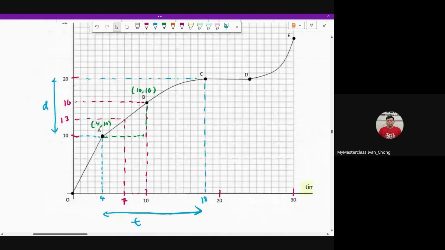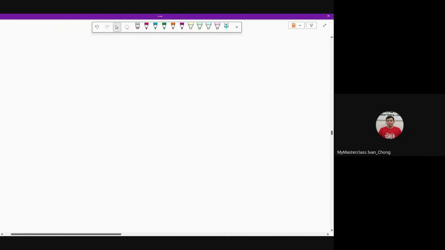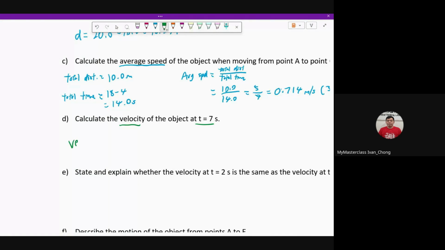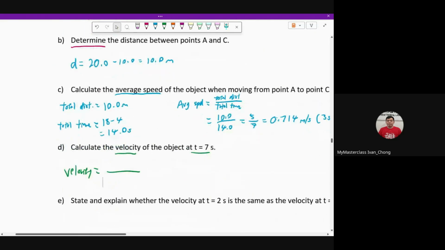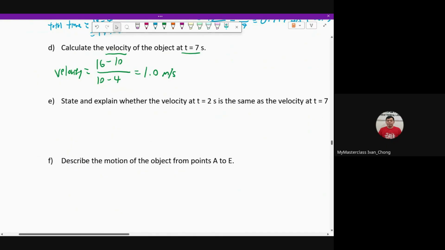Okay, so let's use rise over run. So velocity will just be your, what are the values? 16 minus 10 over 10 minus 4. We end up with 1.0 meters per second. Okay, now state and explain, are they the same? So first thing you need to state, are they the same? They are not the same.